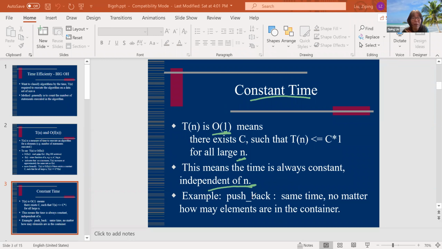One example is, if you recall, for stack, we have that push back operation. You add that back. That's constant. It doesn't matter how large your data is, you always add at the back. So that operation is constant time.